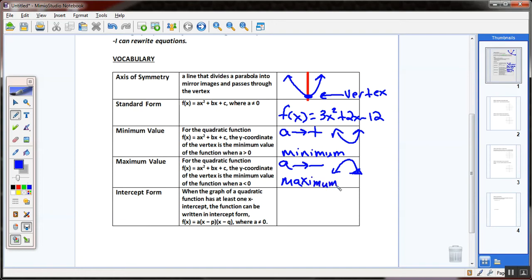Okay? And then lastly today, we'll look at what's called intercept form. I have a volunteer to read that for me today. When the graph of the quadratic function has at least one x-intercept, the function can be written in intercept form, f of x equals a times (x minus p) times (x minus q), where a is not equal to 0. Clear as mud, right? Should we try to see if we can figure this out?